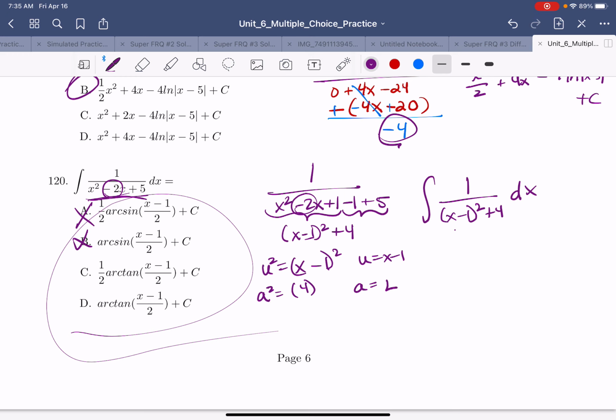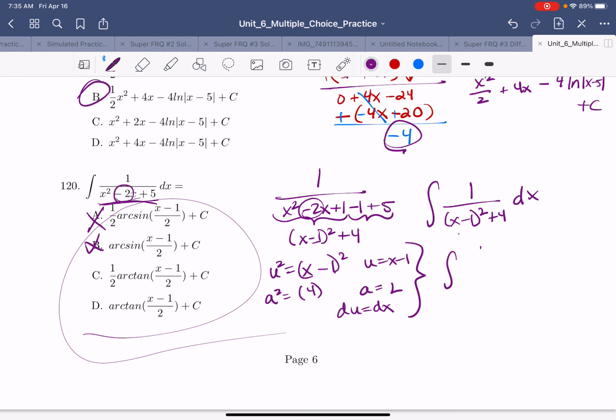And that means du is equal to dx. So if I did all of my substitutions perfectly, it'd be 1 over u squared plus a squared du. And that's a perfect substitution there. So this becomes inverse tangent of u over a plus c. But I think tangent was the one that had the 1 over a in front.